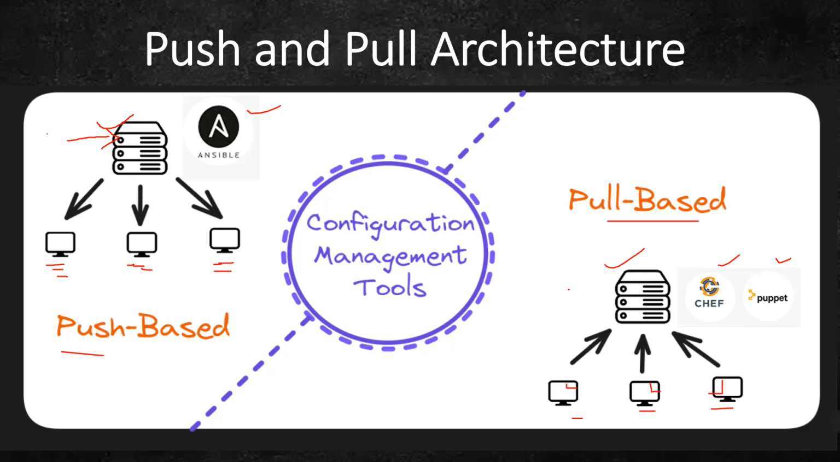So every time it communicates with the master machine, and the memory and CPU utilization is much more than necessary, right? So pull-based architecture is not a good way. So in the market, Ansible is a powerful tool, based on a push mechanism.